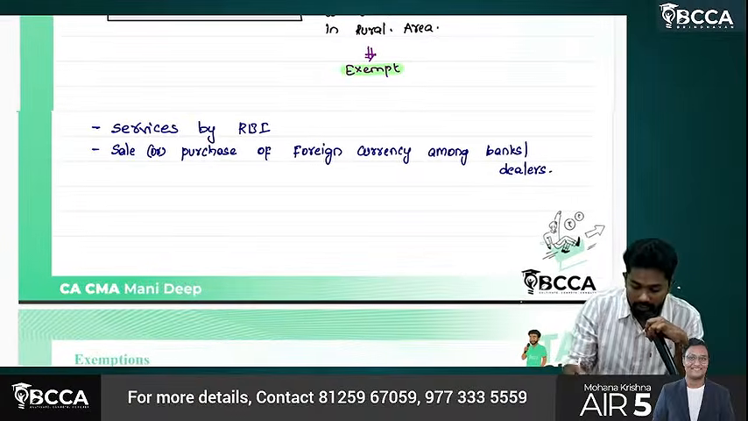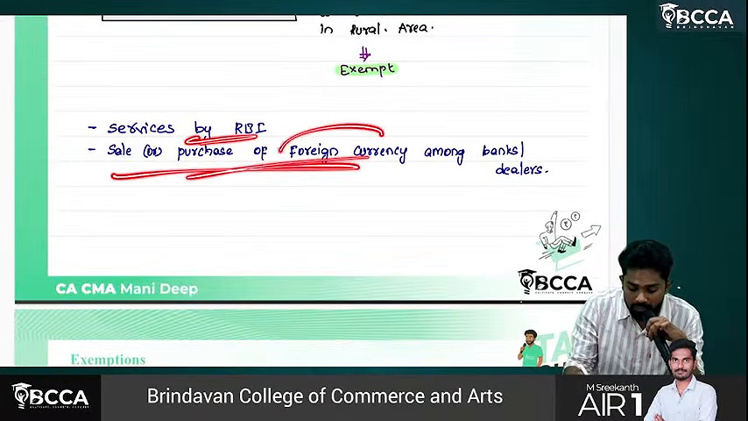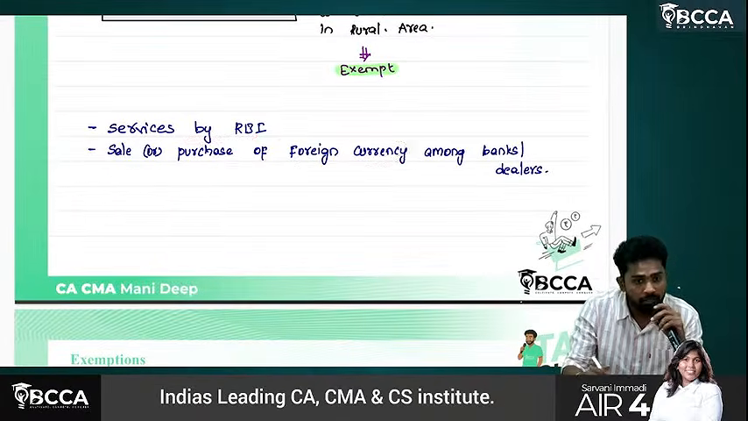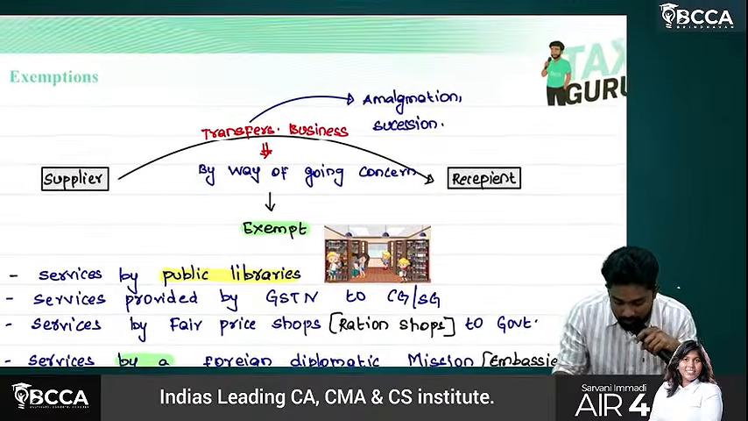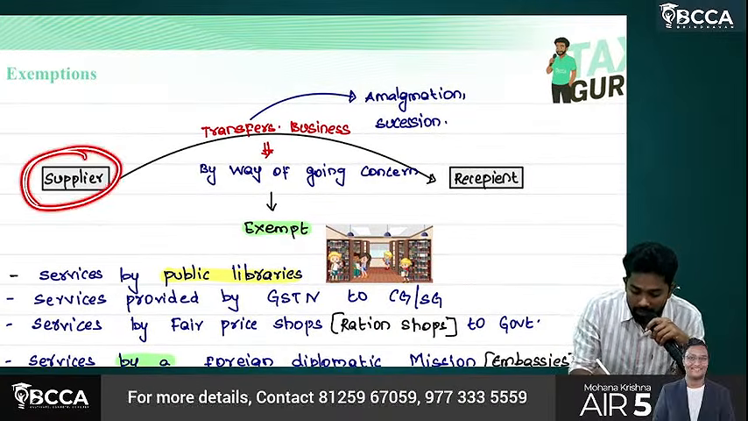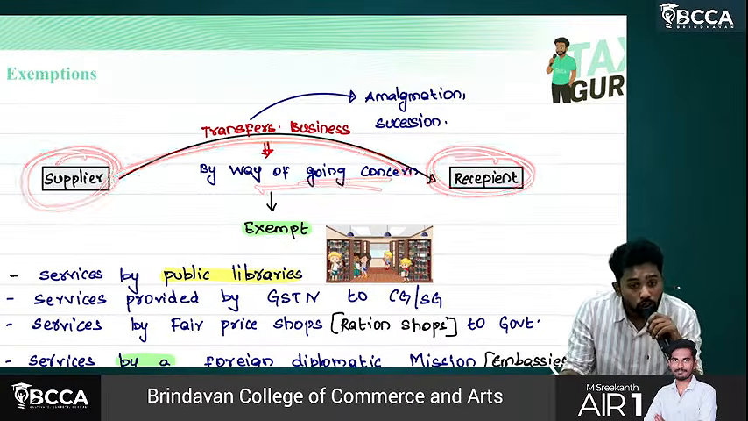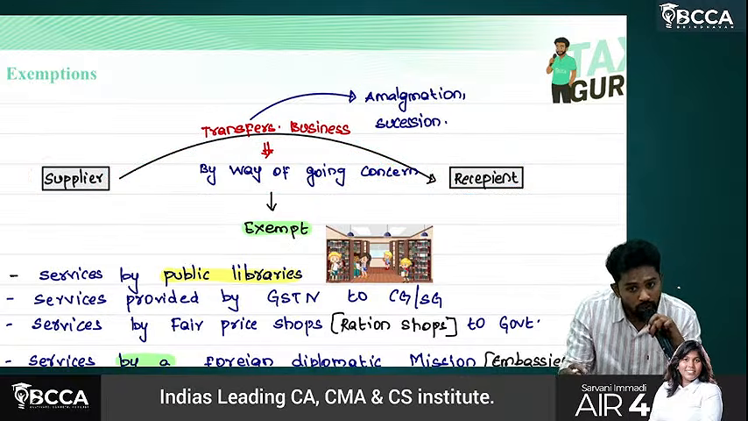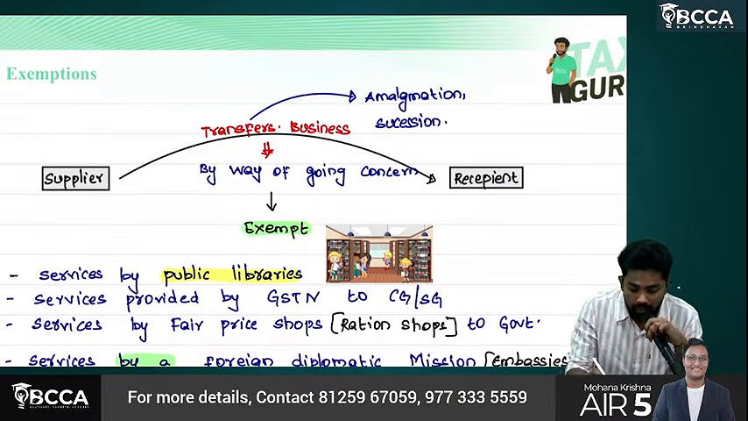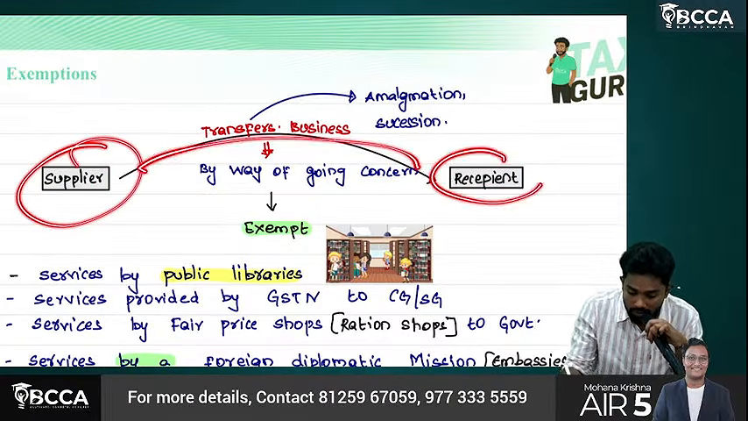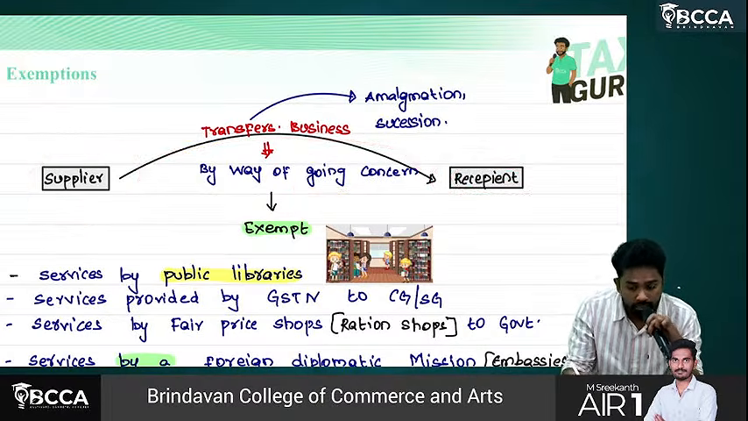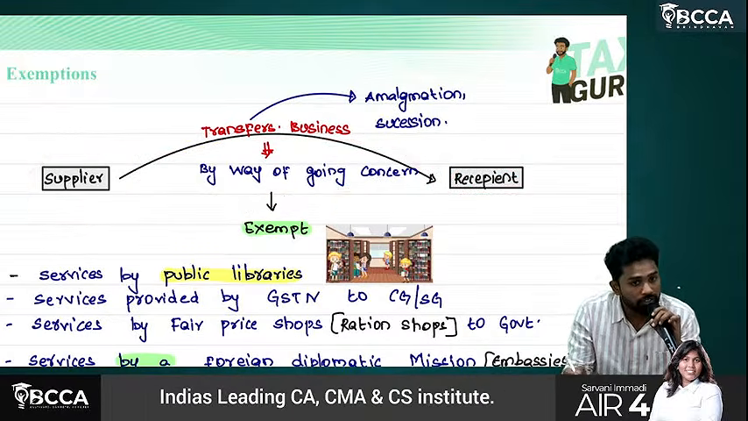Then services by RBI, sale or purchase of foreign currency among banks, all these services are also exempted. Then a supplier transfers his business to a recipient by way of going concern. A supplier transfers his business to a recipient by way of going concern. That transfer is also what?